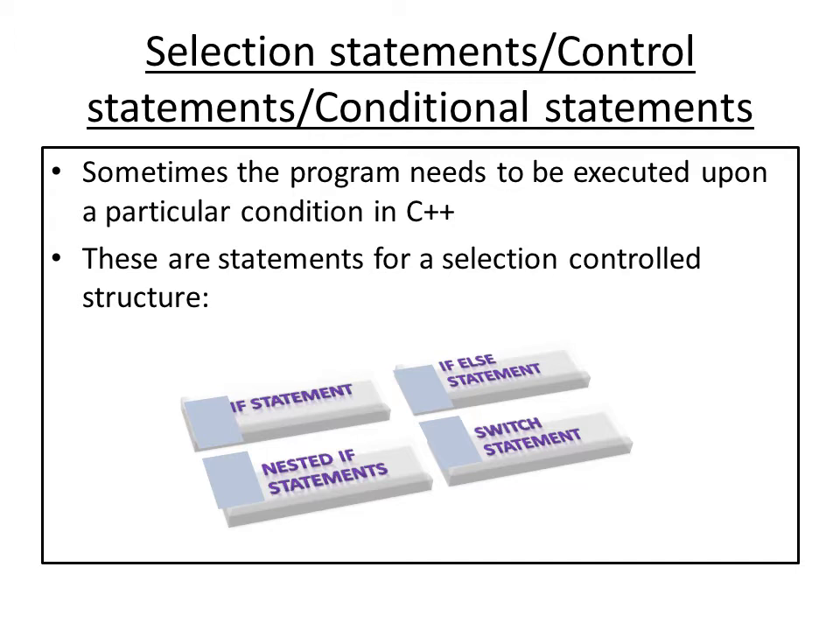That means sometimes a program needs to be executed upon a particular condition. Upon certain conditions, these statements are executed, and these statements are called selection statements. They're also known as control statements or conditional statements. Now, these are the four types of statements that we'll be looking into in the selection control structure.